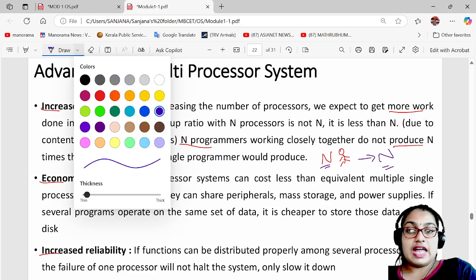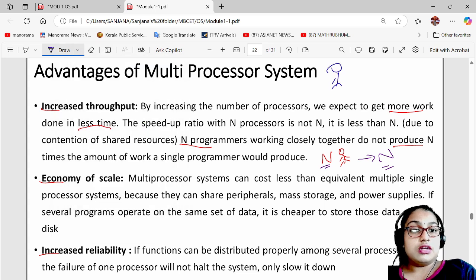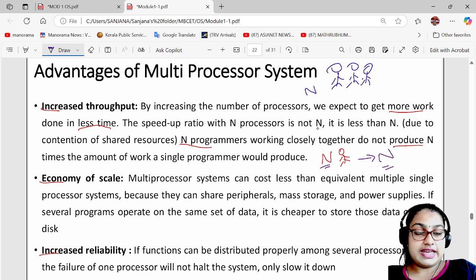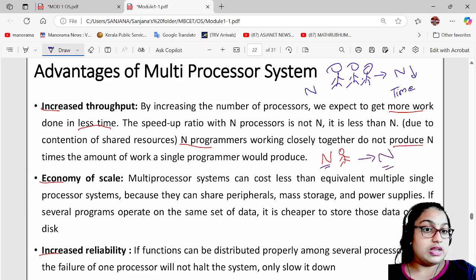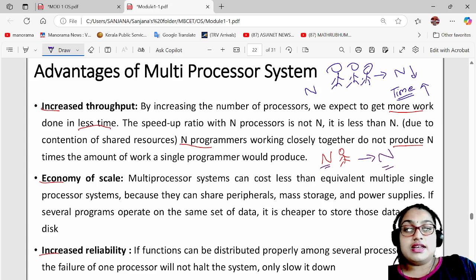Now I have 3 people, they are also named n. The work produced by each of them is n. So the product they are producing will not be n times, it will be less than n. The time they take will be less, and the work they have done will be more. That is what this line actually means.